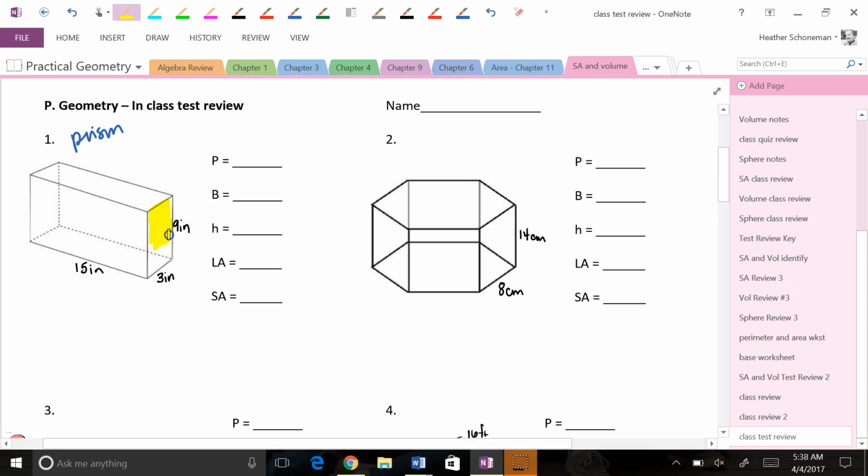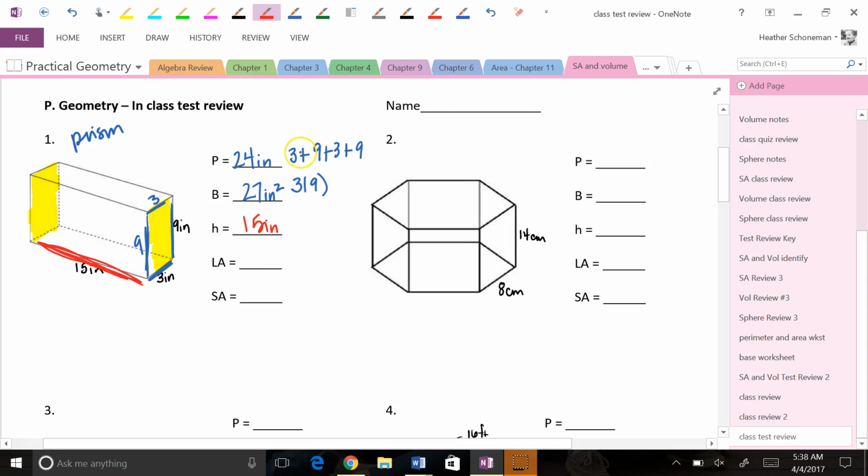Prisms have two bases, so we're going to shade our two bases. The first thing they want is capital P. Capital P is the perimeter of one base. So I'm going to start adding up all the sides of one base. And when I do that, I'm going to get 24 inches. Capital B is the area of one base. So to get area of a rectangle, you're going to take base times height, so 3 times 9, 27 inches squared.